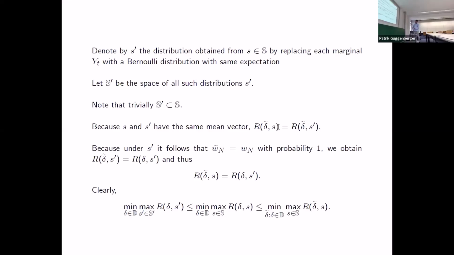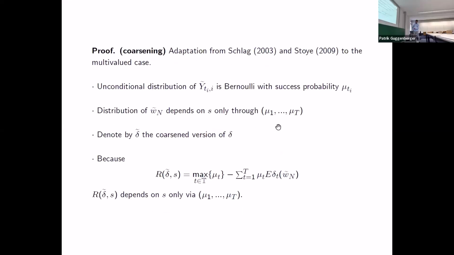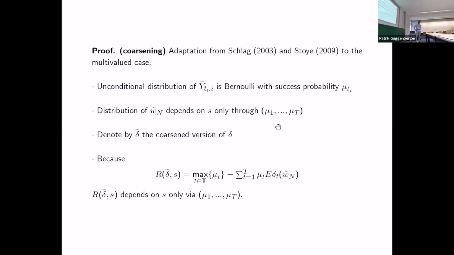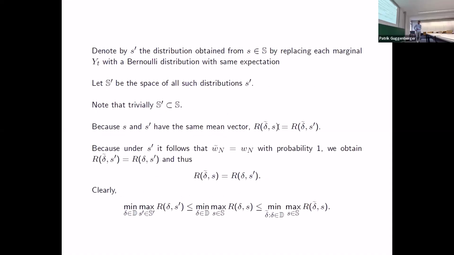By construction, or by definition of S prime, they have the same mean vector, and therefore, by the result that we just discussed, if we have the same mean vector under the coarsened treatment rule, it follows that the two regrets have to be the same, right? Given that S and S prime have the same mean vector, the resulting regrets for the coarsened rule have to be identical. That's exactly the result that we stated here. The regret for the coarsened rule for a given S depends only on the mean vector. So if you plug in here different S's with the same mean vector, you get the same regret. Okay, so this is this result.